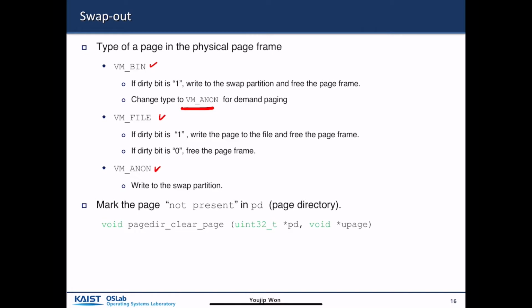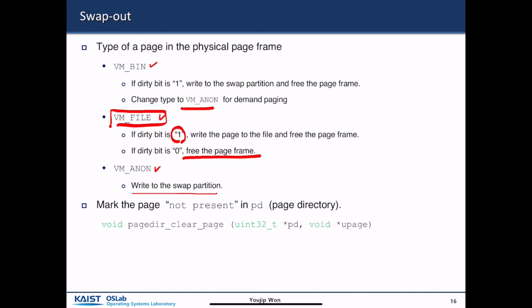When you swap out a page associated with VM file, then we have to take different actions based upon the dirty bit. If the dirty bit is 1, then write the page to the file and free the page frame. If the dirty bit is 0, then we can simply free the page frame because the contents of the page frame have not changed since it was loaded. The third one is VM anon. For an anonymous page, we write the page to the swap partition.